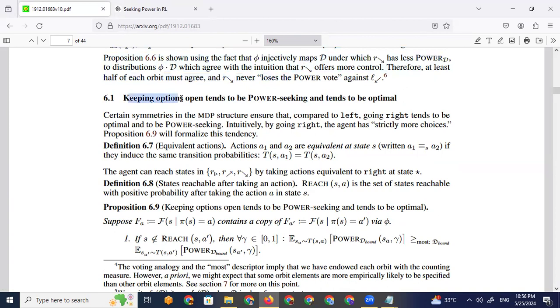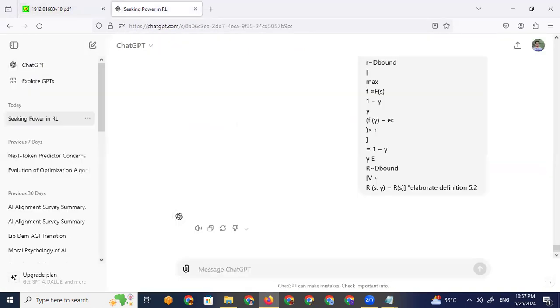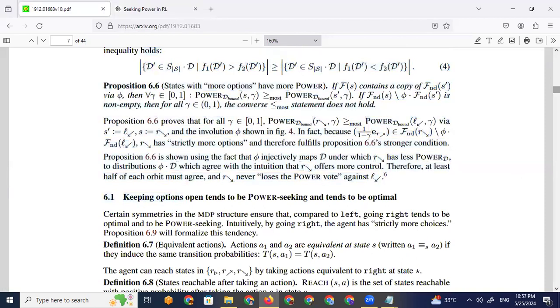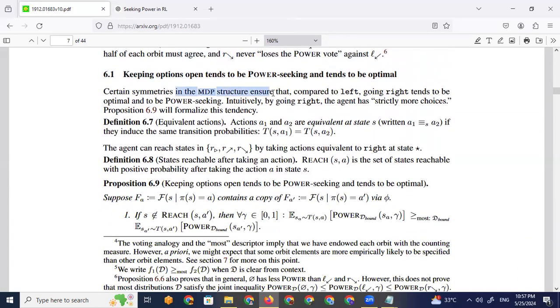Okay. So let's go through this section. Meanwhile, let's see if this works. Okay. So anyway, we'll go through section 6.1. Keeping options open tends to be power-seeking and tends to be optimal. Certain symmetries in the MDP structure ensure that compared to left, going right tends to be optimal and to be power-seeking. By going right, the agent has strictly more choices. Okay, so having more choices means the model is more powerful. More choices probably means achieving a wide range of goals. That is what that means.